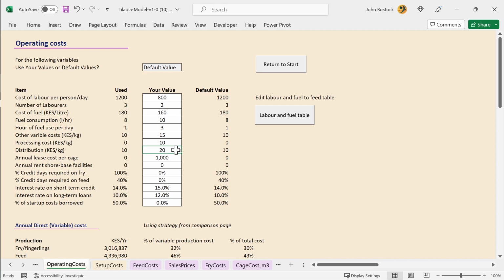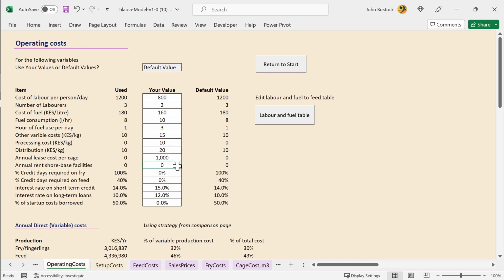The next cost categories are again very farm specific. Firstly, if there is an annual site lease or license fee to be paid, include that under annual lease cost per cage. Divide the total cost by the number of cages that you operate, unless the fee is already on a per cage basis.